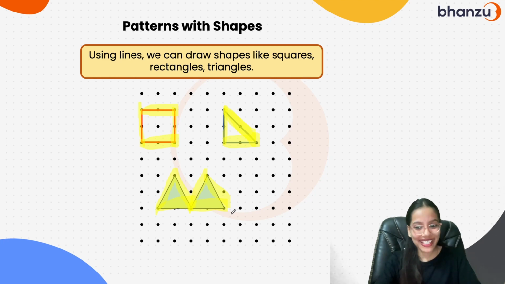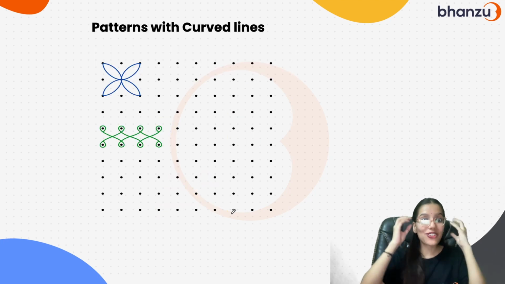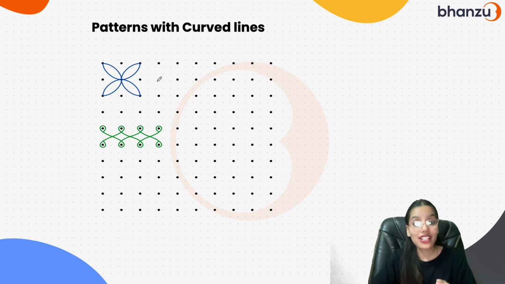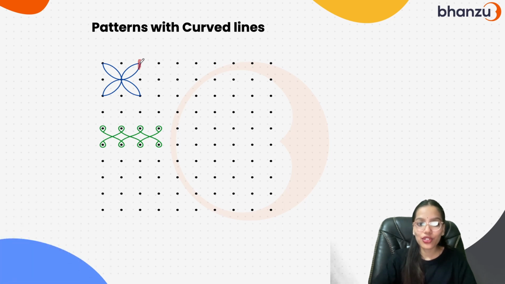Isn't this super interesting? Let's do that. So with curved lines, you are going to get much more beautiful designs. Don't worry, don't get confused. This is super easy to do. So what we have done is, instead of connecting the lines using the dots, we are drawing curves using the dots. That means if this is my point, then what I am going to do is, I am going to draw one curve connecting both the points and another curve connecting both the points.